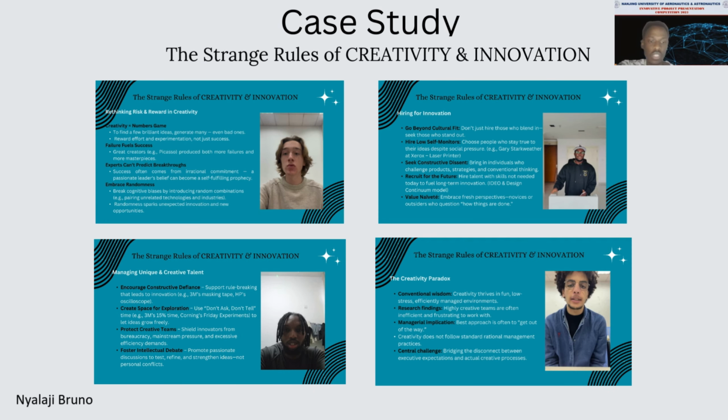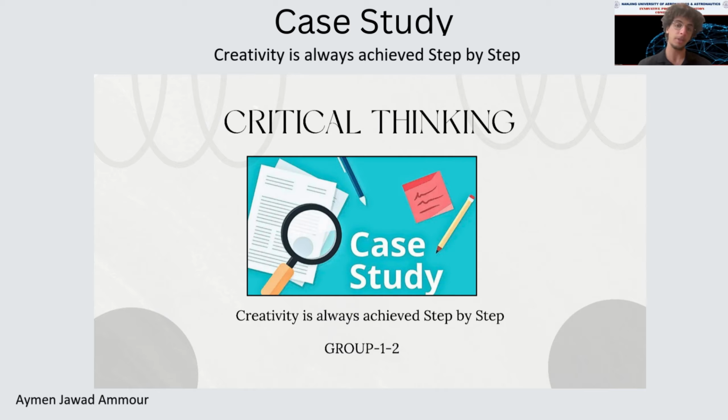Now, to bring our key learnings on creativity and innovation into a concrete example, we will explore a case study that demonstrates the practical application of these rules. This segment, presented by Ayman, is aptly titled "Creativity is Always Achieved Step by Step." It will show how critical thinking provides the disciplined analytical framework that allows creative ideas to be built and realized systematically, one deliberate step at a time. Through this real-world example from our team, Group 1-2, we will see theory put into practice.